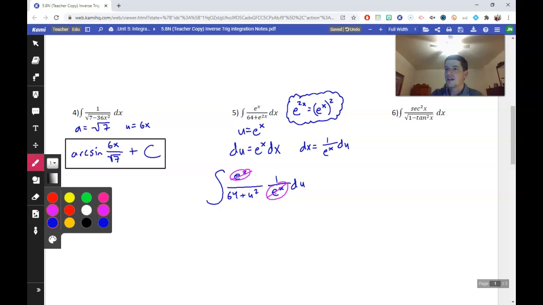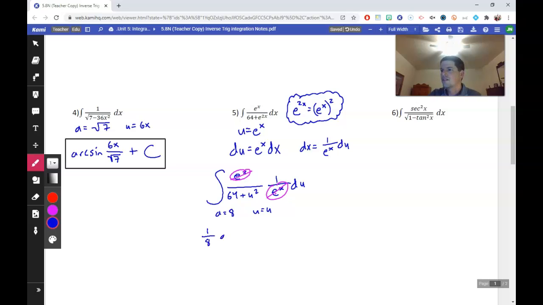So we can now label our a and our u. So a is going to be 8. U is actually going to be u. That sometimes happens, right? Just making sure I label it so I recognize that. And so we get 1 over 8 arctangent of u over 8 plus c.